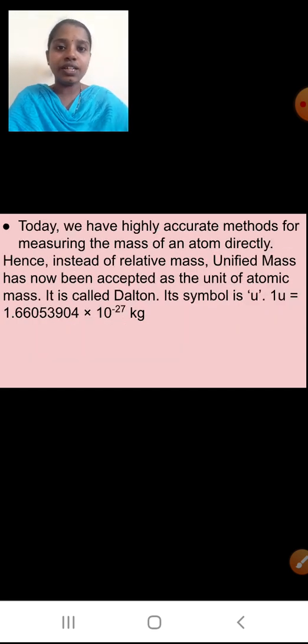Okay, now leaving this also, a highly accurate method is used. Now what is this highly accurate method? Carbon is also sometimes used, but now this method is used in most cases to calculate the atomic mass. Today we have highly accurate methods for measuring the mass of an atom directly. Directly you can calculate. No need of comparing it with hydrogen, oxygen, or carbon. Hence instead of relative mass, unified mass.